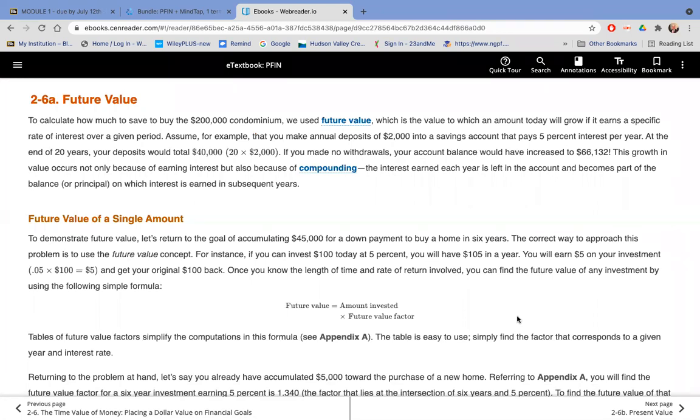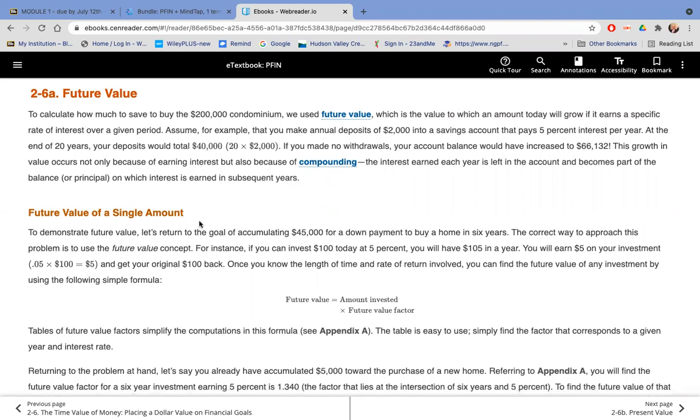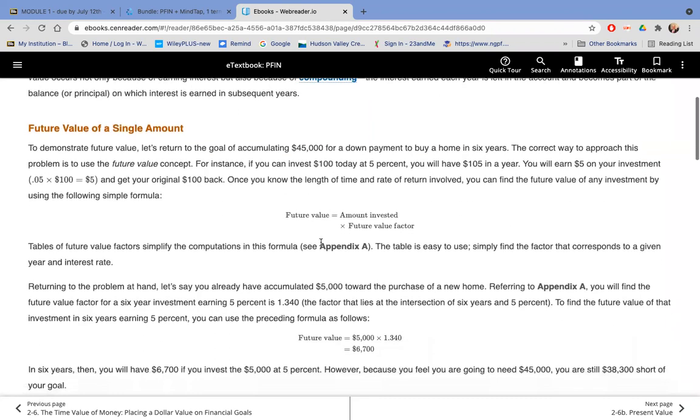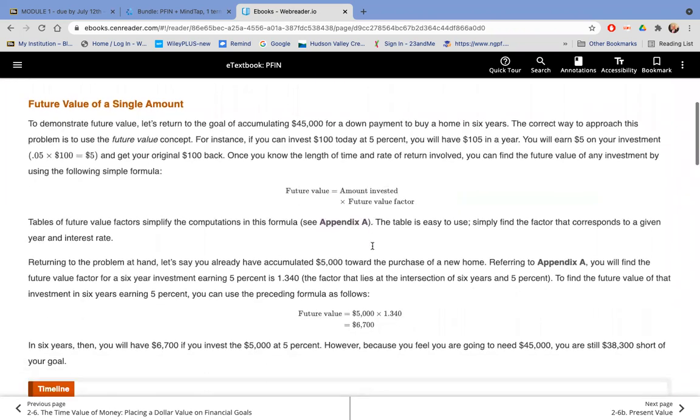And there's two ways to look at future value. The first way is simply to look at a single amount. So let's say you were given a $5,000 gift, and you were going to invest that $5,000 for the next 20 years, hoping that you were going to get at least 5%. Well, that's what we use future value of a single amount for. And that's what Appendix A will give you, a factor.